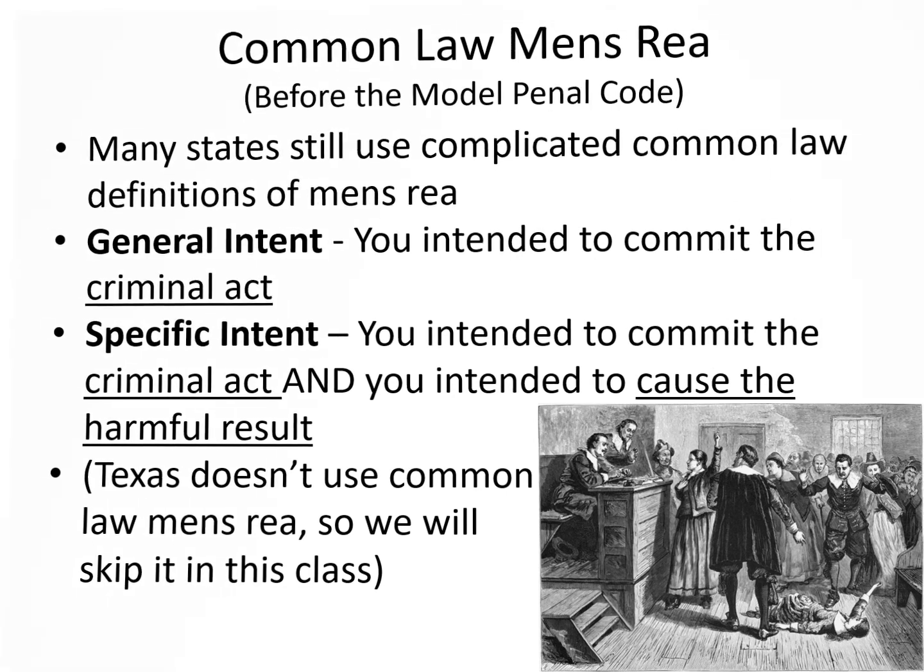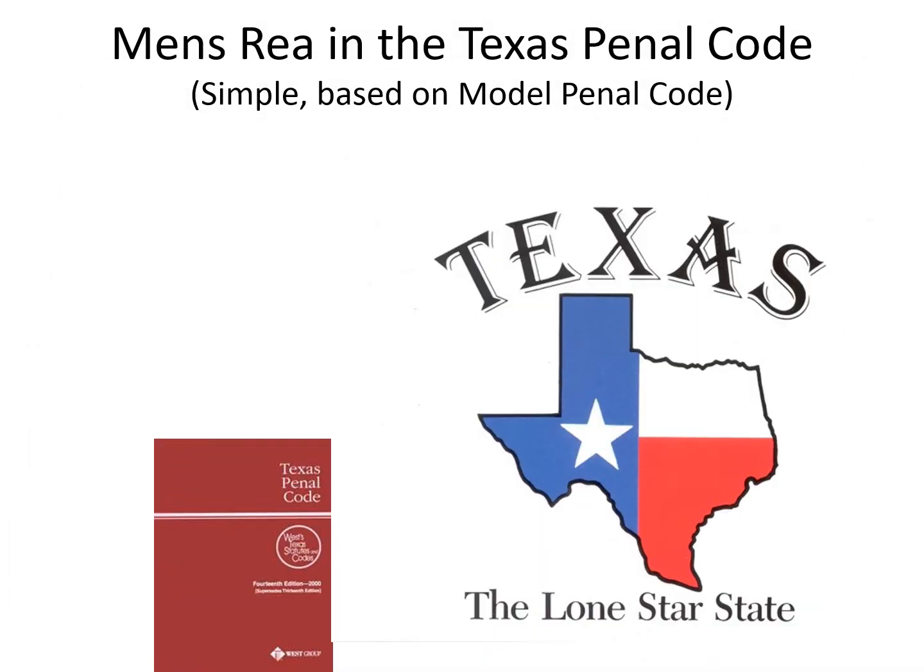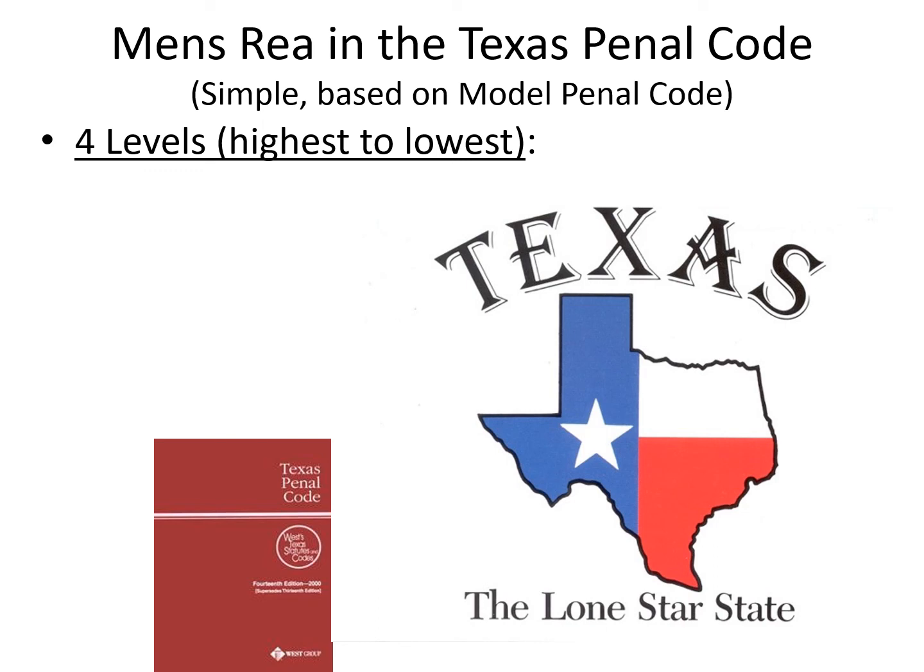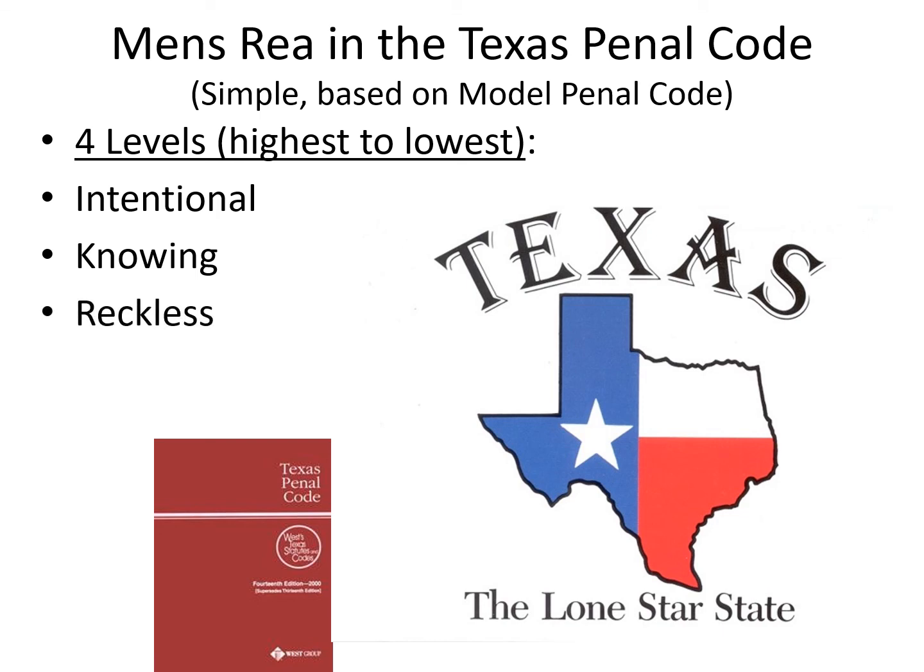So what are these levels of mens rea in the Texas Penal Code? There are 4 levels, not including strict liability. Remember, we said strict liability was a 5th level on the very bottom that doesn't require fault. But assuming that some fault is required, Texas Penal Code has declared there are 4 mens reas, or 4 mental states for crimes. The highest is intentional. Second highest, knowing. Third highest, reckless. And 4th highest, criminal negligence.